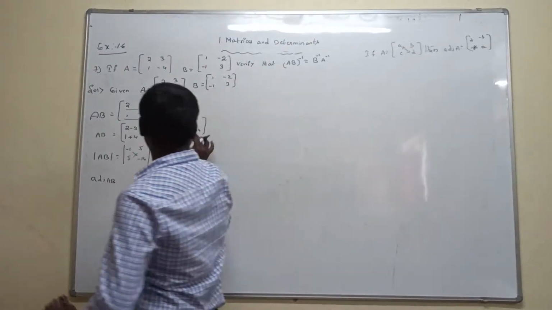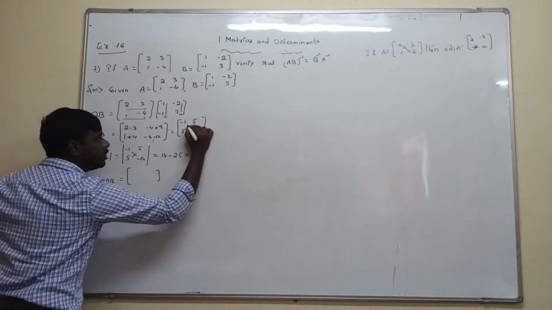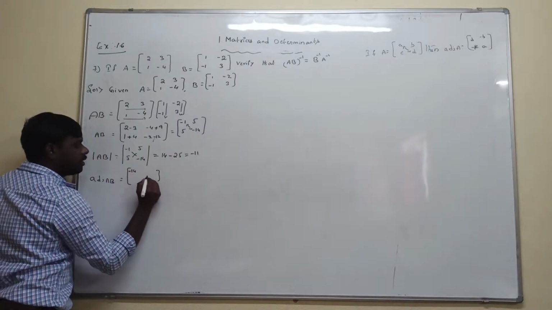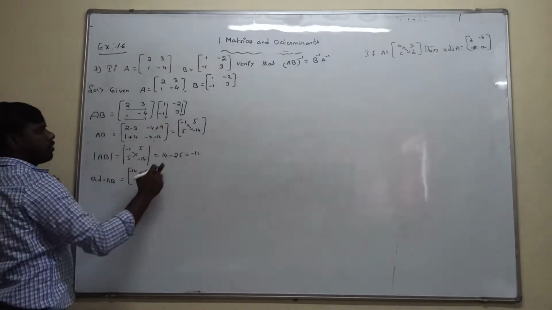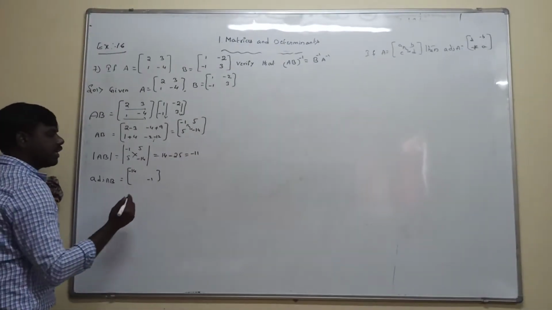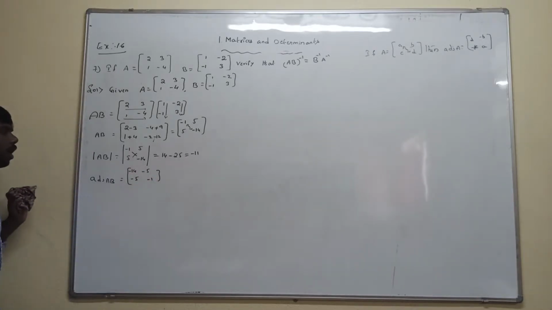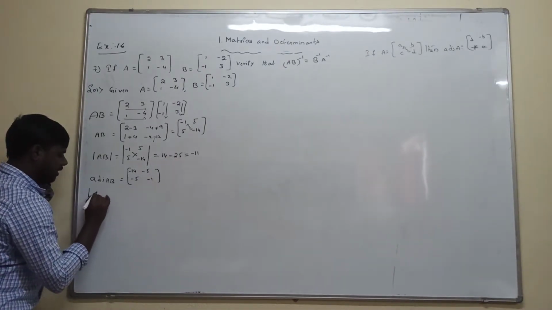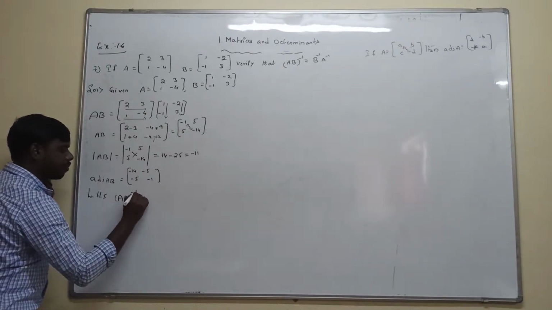Like that, we calculate the adjoint of AB: directly these two elements are interchanged. So minus 1 replaced with minus 14, minus 14 replaced with minus 1. These two numbers do not interchange, only the negative symbol is included. That's why minus 5, minus 5. This is the adjoint of AB. But what is asked in the LHS? We need to calculate the inverse of AB.